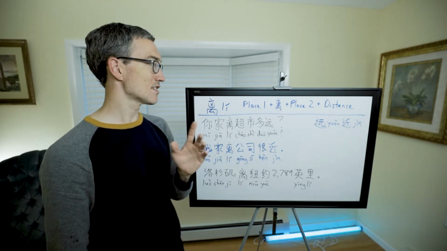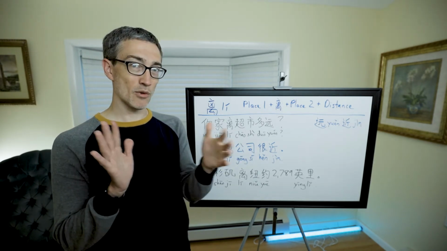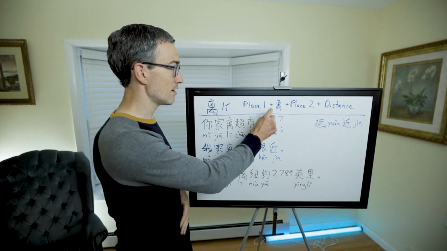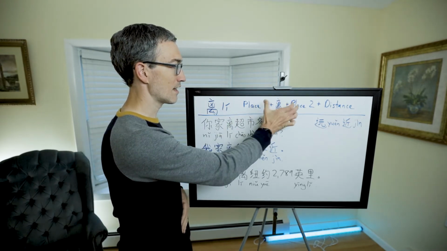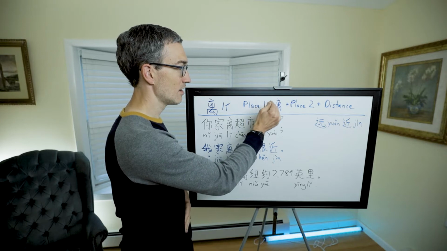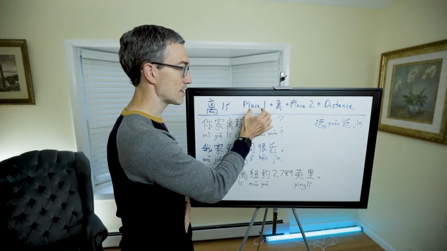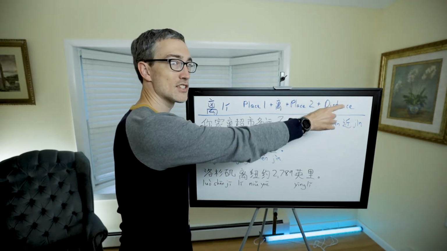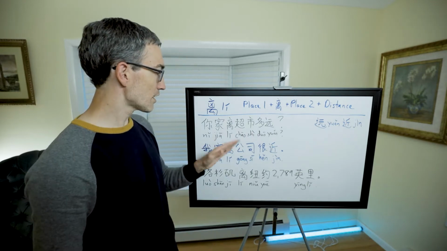But in Chinese we don't say it in that word order. It's place 1 plus li, place 2. So it's like: place 1, distance from place 2, and then an adjective or a number. Okay, let's look at a couple examples.